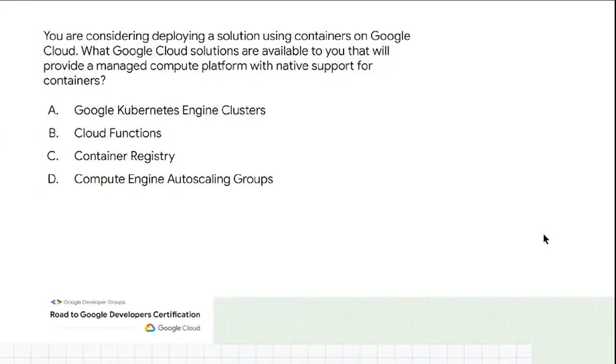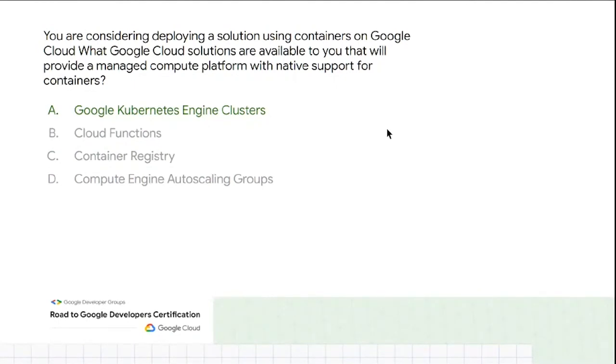It's not native support for containers. It's not a managed platform, as you also see here: a managed compute platform with native support for containers. So this is incorrect. The C option is Container Registry. Container Registry is a place where you store your containers, so you can then fetch them into Kubernetes or Cloud Run or any other place you want to use them. So this is not a compute platform. It's a storage for your containers. So that's incorrect. Then there's Cloud Functions. I suppose they do not support containers, so that's also a no-go for us. Google Kubernetes Engine clusters, GKE, have native support for containers. The whole thing is based on containers, and it's a managed compute platform.